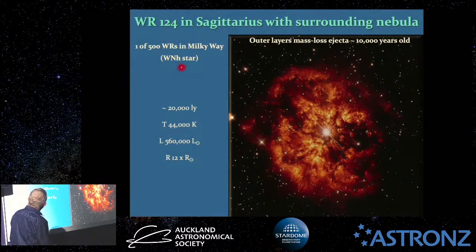That's also, no surprise, a WNH star. All those massive, supermassive, powerful stars are WNH Wolf-Rayet stars. It's only one of about 500 that's been observed in the Milky Way, so they are very rare. It's about 20,000 light years away, temperature 44,000, 12 times the radius of the Earth, and yeah, over 500,000 times as bright as the sun.